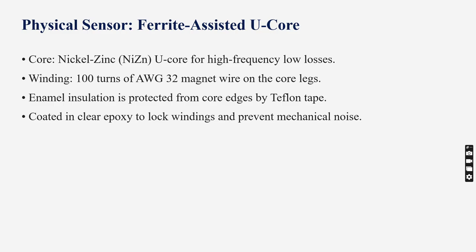The physical sensor uses a nickel zinc U core. The higher resistivity of nickel zinc ferrite minimizes core losses at our 100 kHz frequency. This winding consists of 100 turns of AWG32 magnetic wire wrapped around the core legs, protected by a layer of Teflon tape. The completed assembly is sealed in an epoxy to prevent the wires from moving under high frequency electromagnetic forces, which would otherwise introduce mechanical noise and drift.